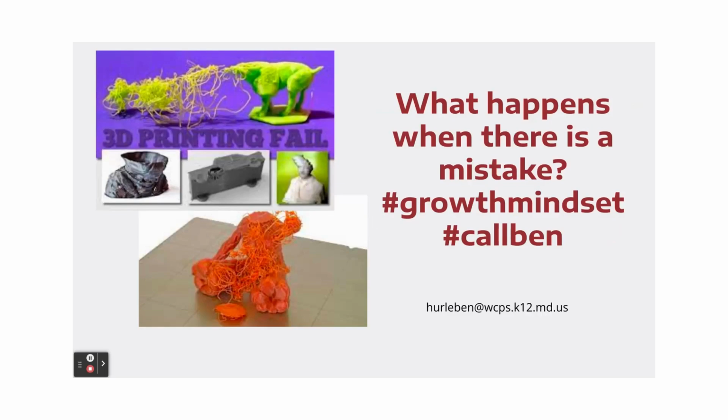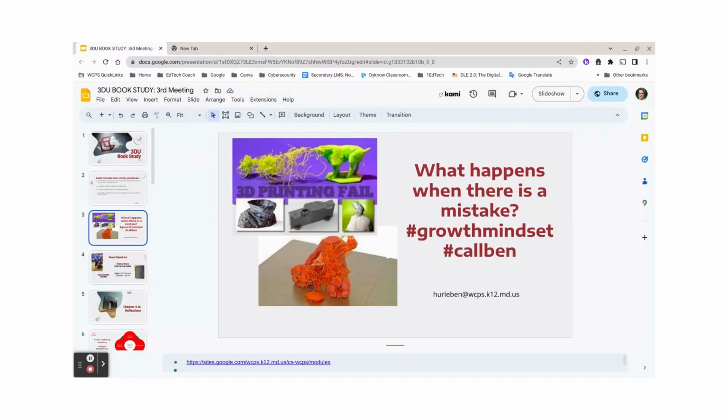So what happens if there's a mistake? Hopefully we know from looking in the book and learning about the fail box that we are going to have failure, but to teach students, that's part of the growth mindset and learning. I also put hashtag call Ben, and I did put Ben's email address here, even though we're not going to jump right away and email Ben. I wanted to show you some things that have been created.